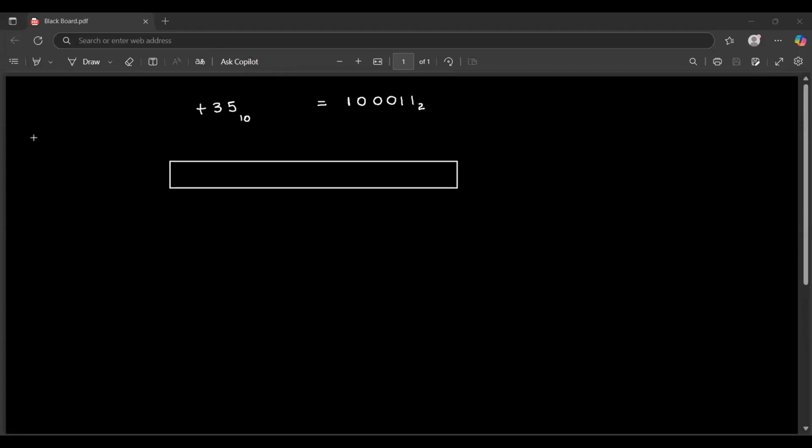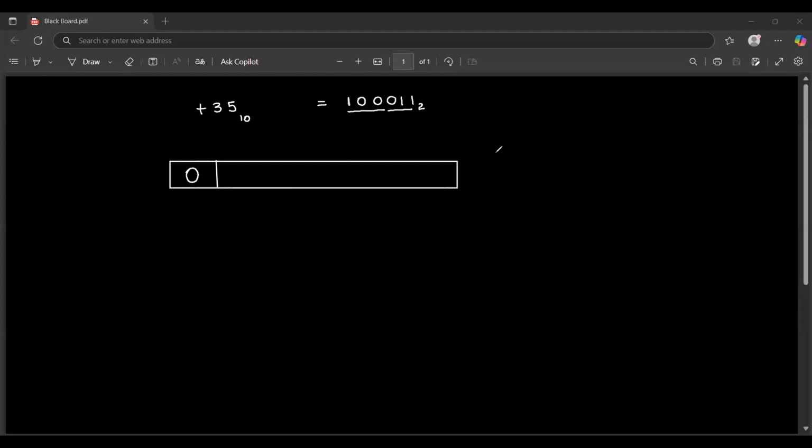Positive 35 can be represented in binary. The decimal number 35 to the base 10: we have 32, not 16, not 8, not 4, yes 2, and yes 1. So this is the binary equivalent of 35 to the base 10. Since this is positive, now we are coming to the sign magnitude representation. We have to make sure we use 0 here for the sign, and here we have only 6 bits.